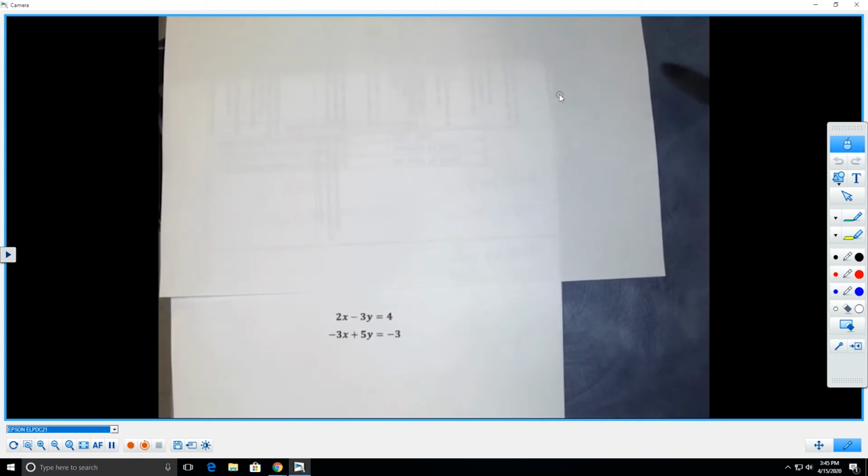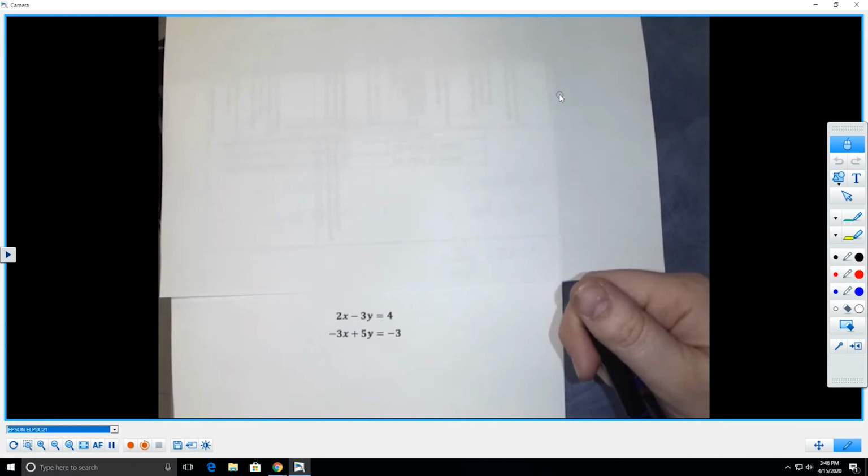So you probably noticed that 2x and negative 3x could not be eliminated in this system, just as they are, by either addition or subtraction, because they don't have the same or the opposite coefficients. So how could we use the multiplication property of equality to transform these equations so that the x coefficients have the same or opposite coefficients? Now remember that the multiplication property of equality tells us that if we multiply every term in an equation by the same term, the resulting equation is equivalent to the original.